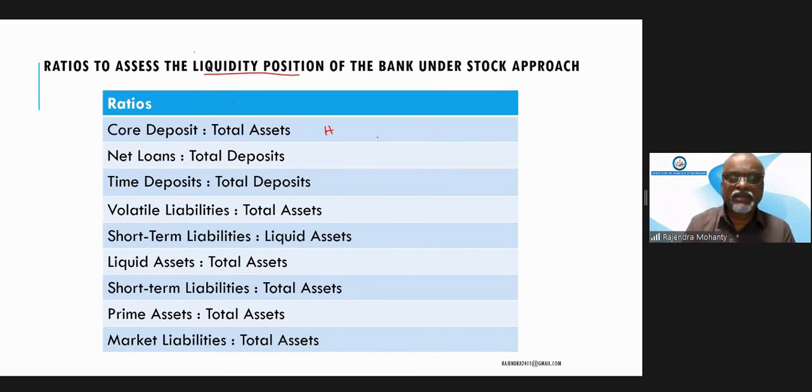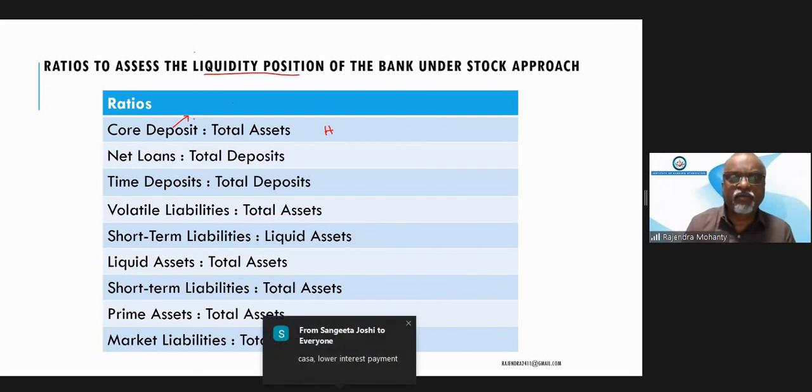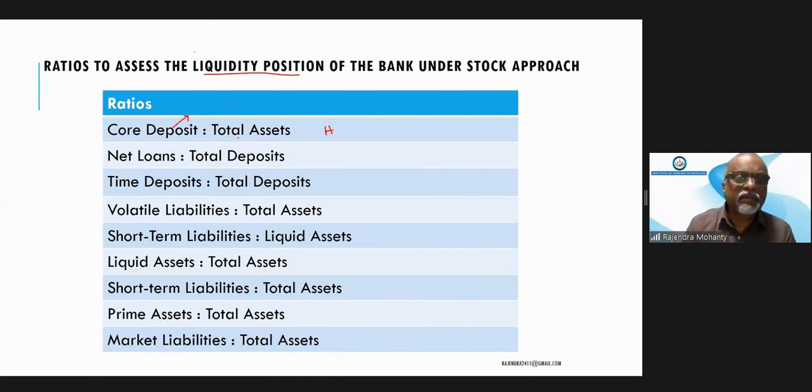Tell me, CASA, what is that? CASA is both core and volatile together. Here only core deposit is written. So what is the main strong feature of core deposit? Invest in more assets. Available for long term. These are a stable source of funds.